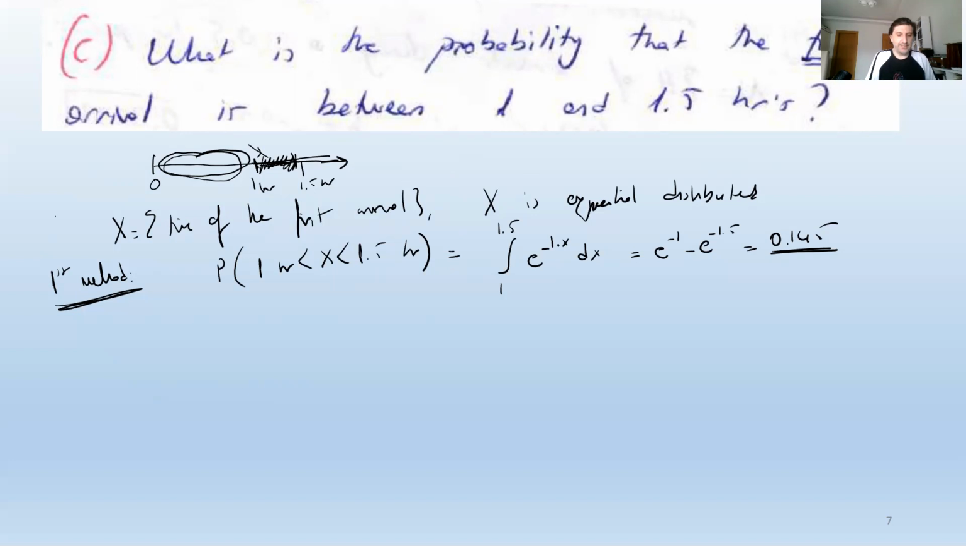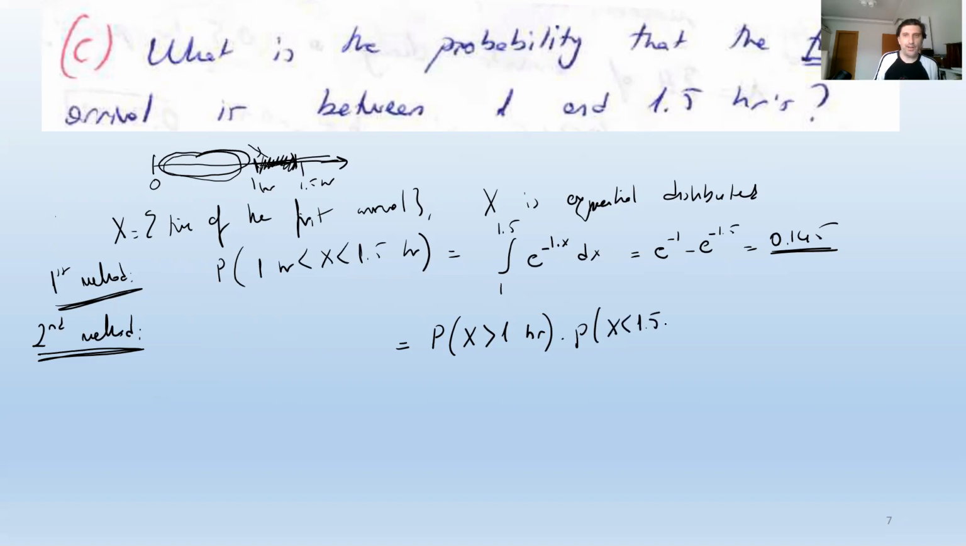All right, now the second method. The second method is going to be similar to what I've previously done. If you understood the previous question, that's going to be just a repetition. For those who find it a little bit hazy, I hope it's going to clarify a couple of things. So this is also equal to the probability of X being greater than 1 hour times the probability of X smaller than 1.5 hours given X greater than 1 hour.